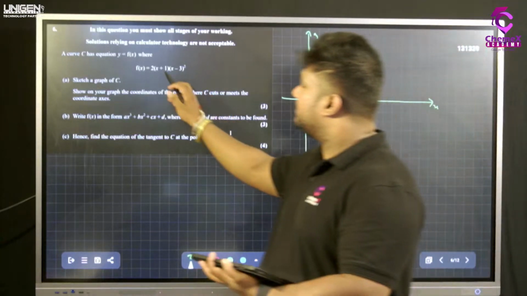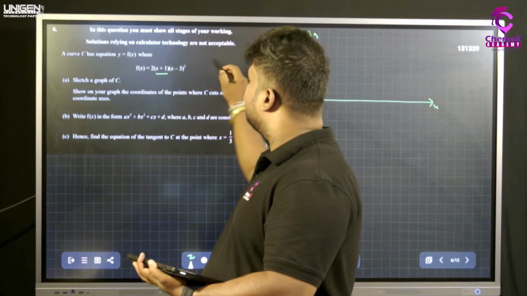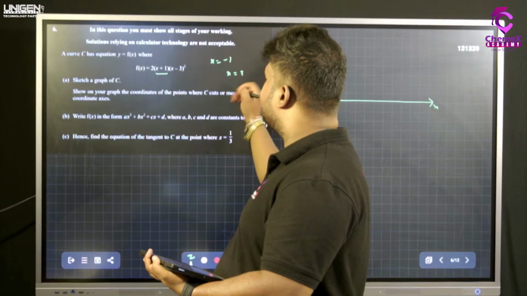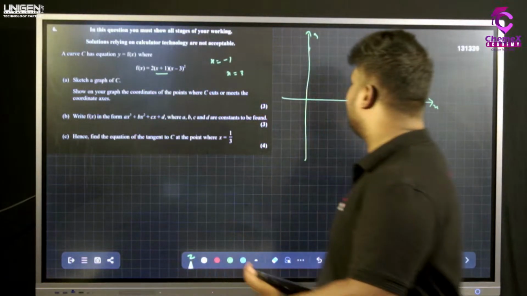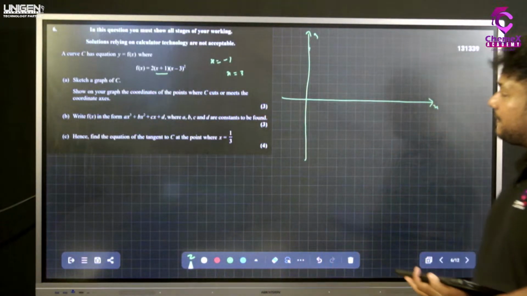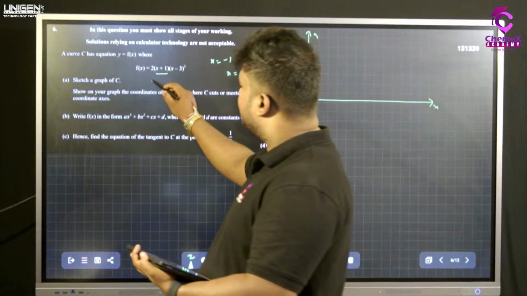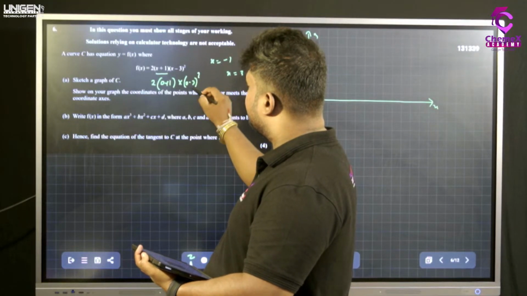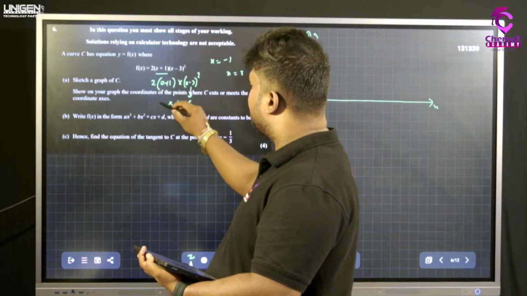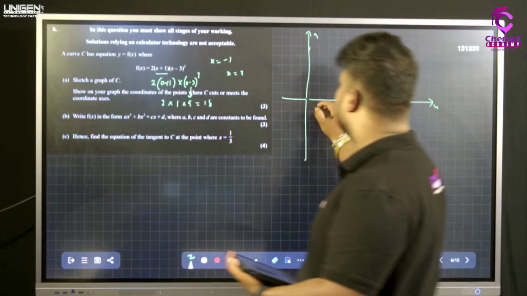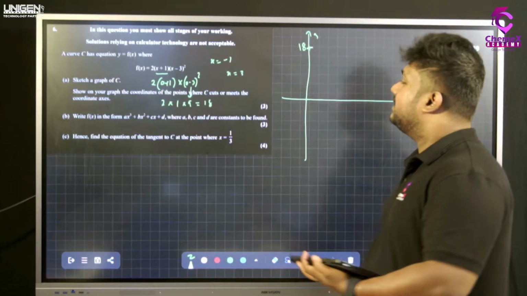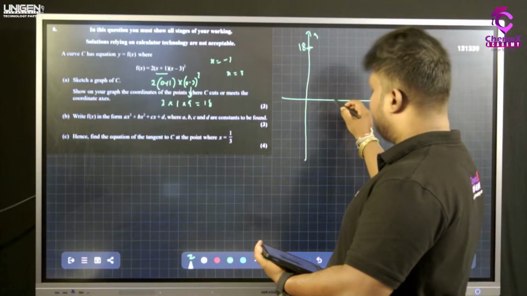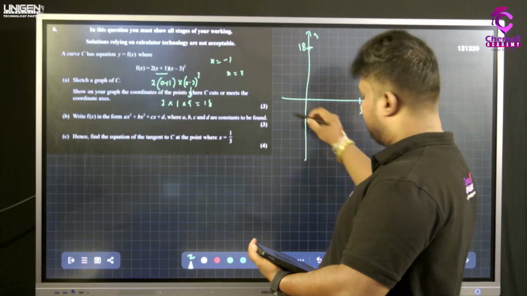Equal each bracket to zero. x plus 1 equal to 0 gives x equals minus 1. The other one, x minus 3 equal to 0, gives x equals 3. So what are the points? And when x is 0, what is it? 2 times (0 plus 1) times (0 minus 3) squared. So this is going to be 9 times 1 times 2. It's 18. So when x is 0, y is 18. That's one coordinate. When you equal each bracket to 0, you get plus 3 and minus 1.